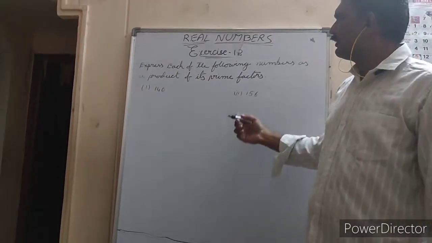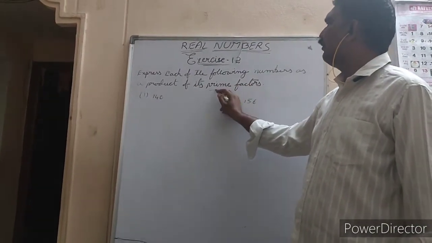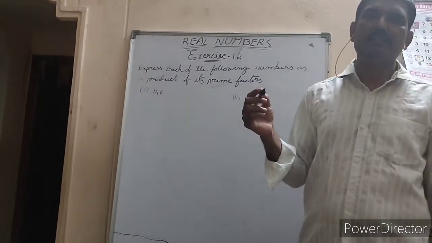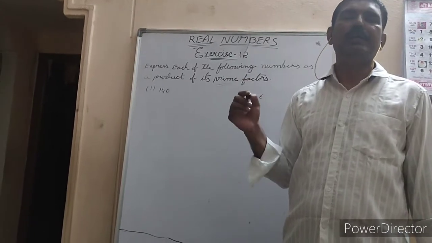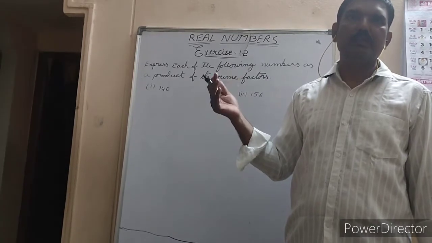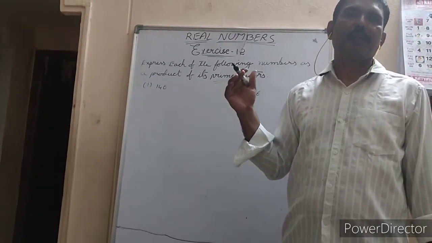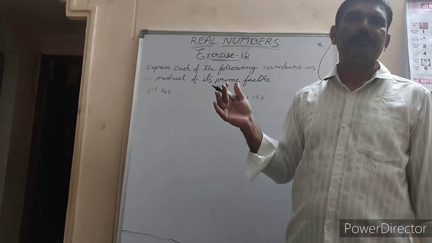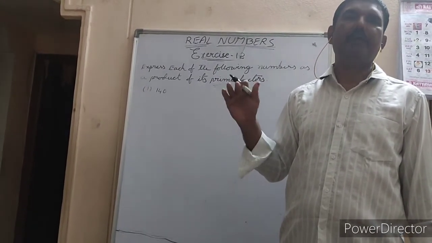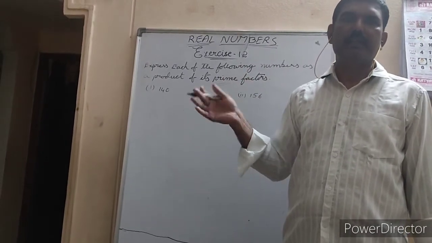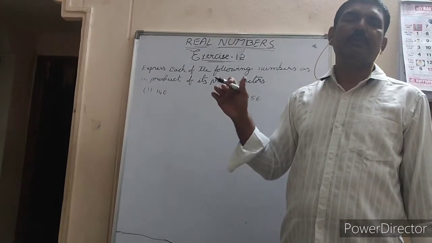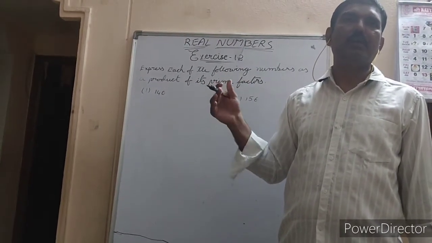factors. So first we should know what is prime and what is composite. A prime number is a number which has only two factors, 1 and itself. Examples: 2 is the even prime number, 2 has factors 1 and 2. The next prime number is 3, which also has factors 1 and 3. The next prime number is 5. Except 1, the remaining numbers are called composite numbers.